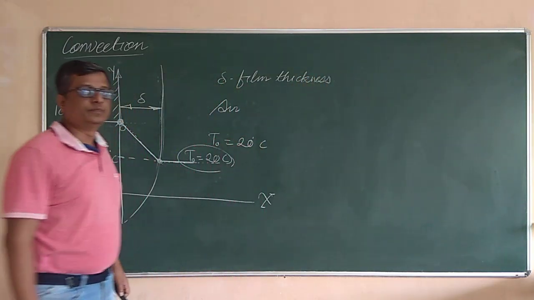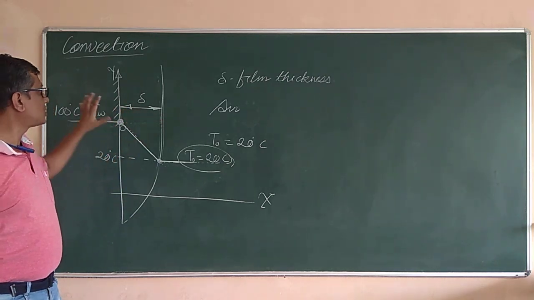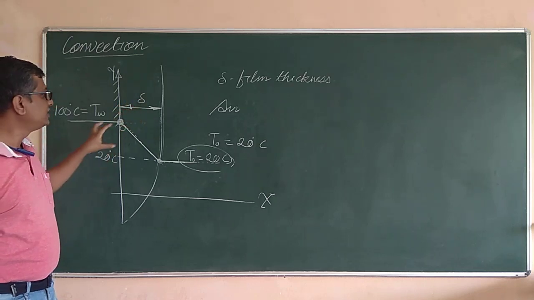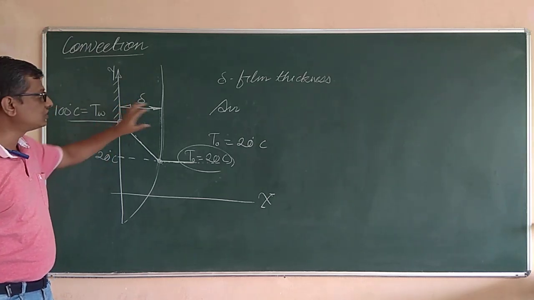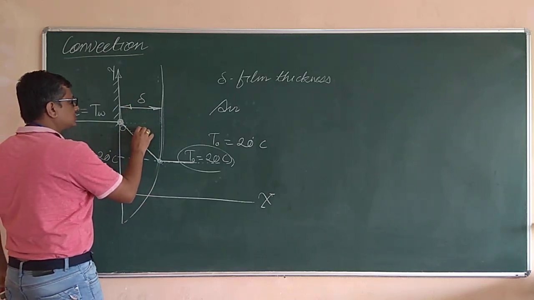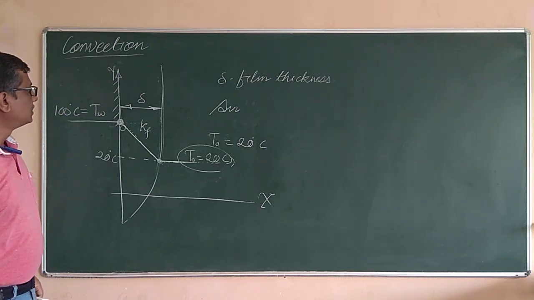That is known as what? The film thickness. The greater the film thickness, the more difficult it is for this object to transfer heat to the surrounding air. The less the film thickness, the easier it is for this object to transfer heat to the surrounding air. It also depends upon the thermal conductivity of this fluid. Let's say Kf is the thermal conductivity of the fluid.